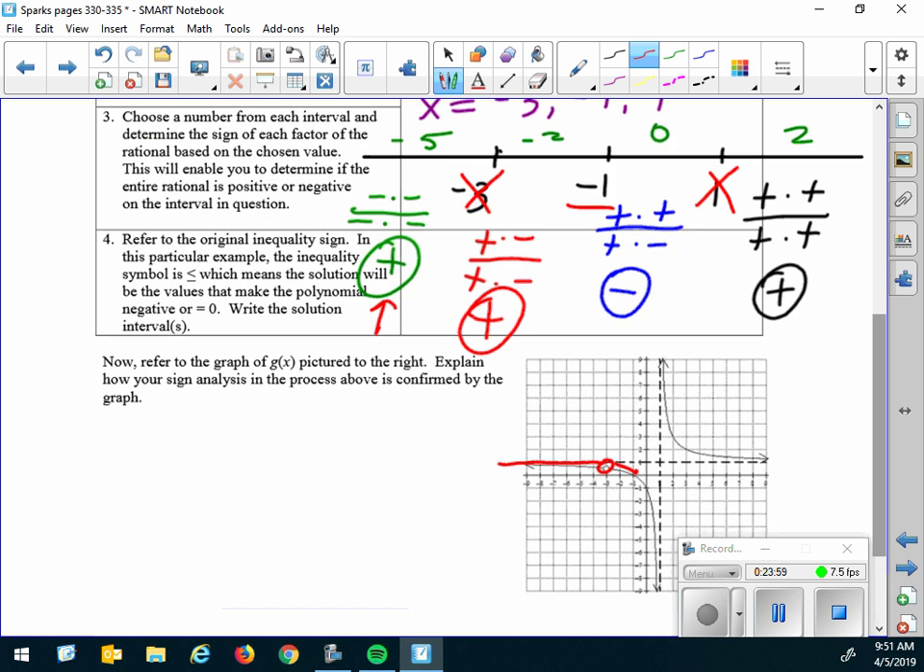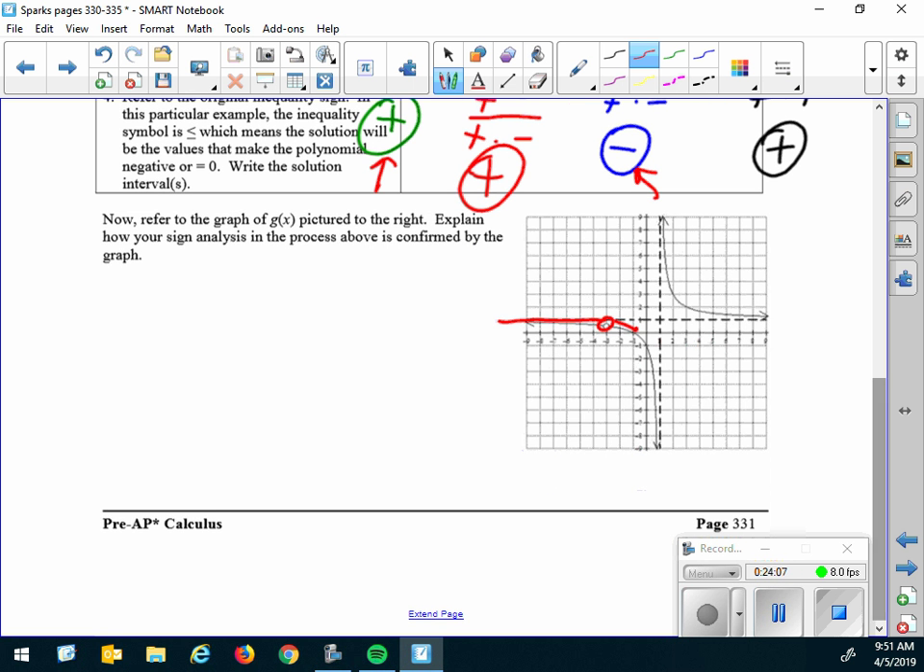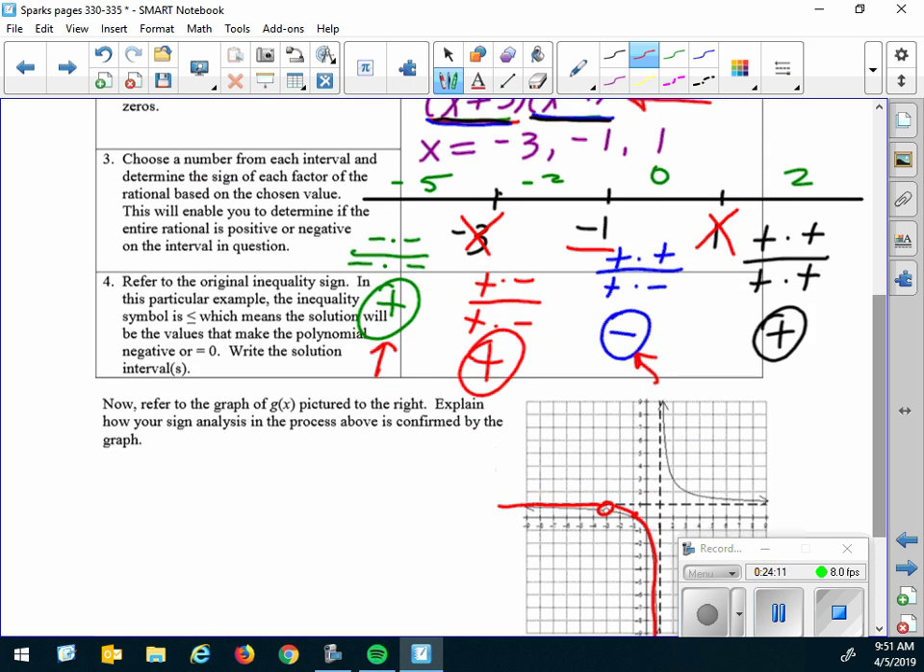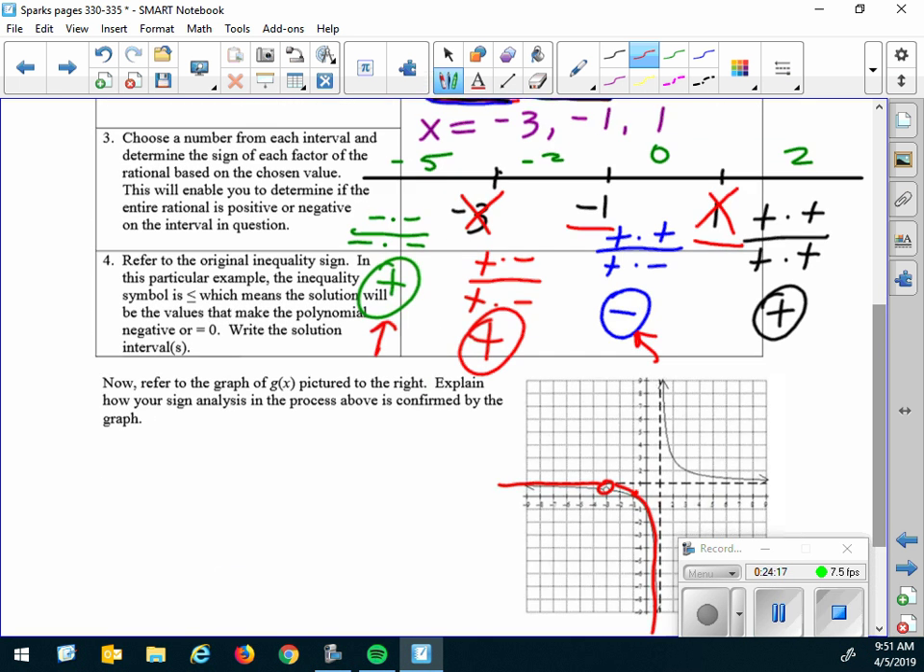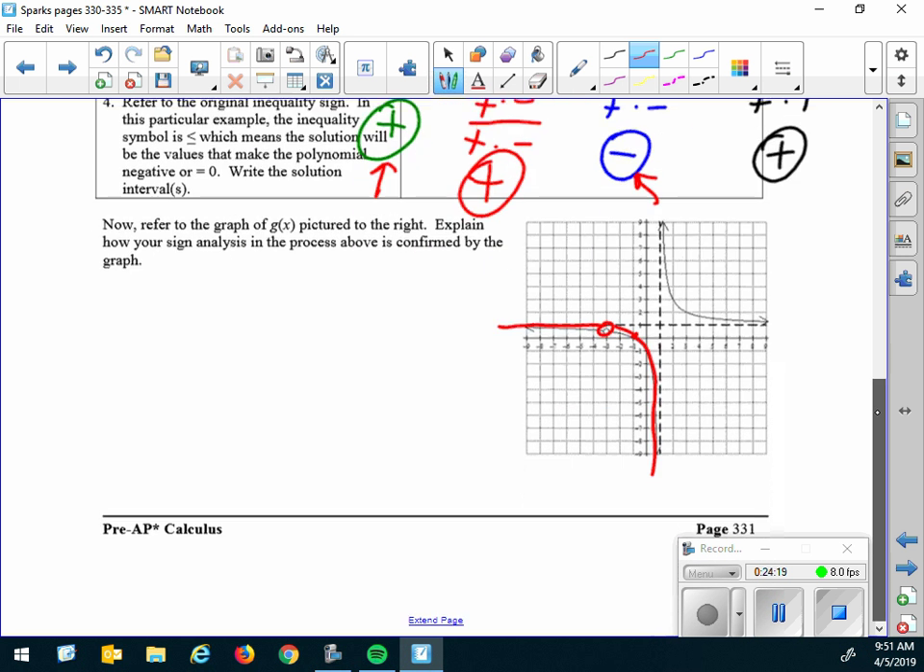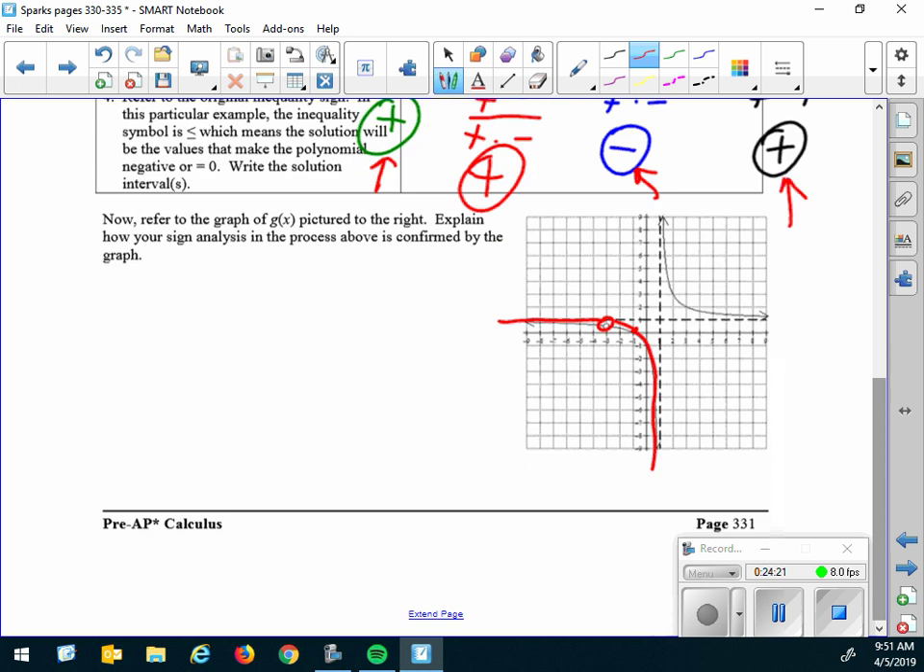Between -1 and 1, we are below the x-axis. Does that make sense? Yep. Is 1 included? No, because what have I got there? Vertical asymptote. Good. And then bigger than 1 has to be above the x-axis, and that is.